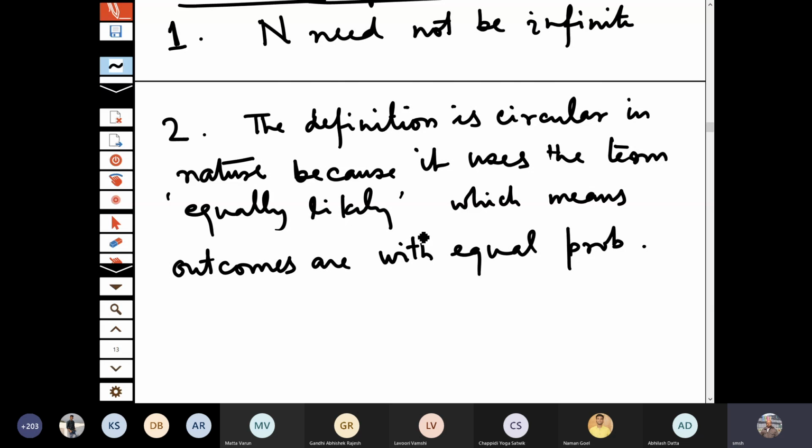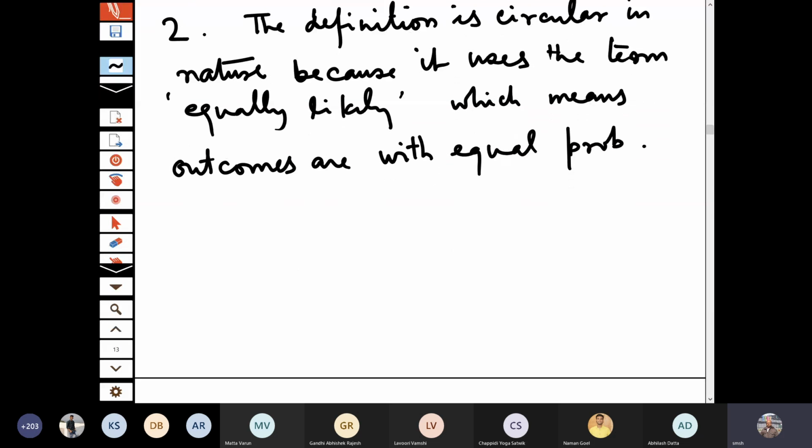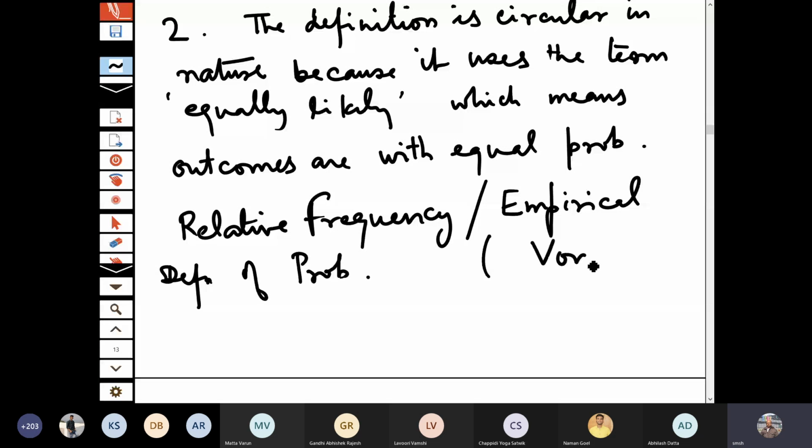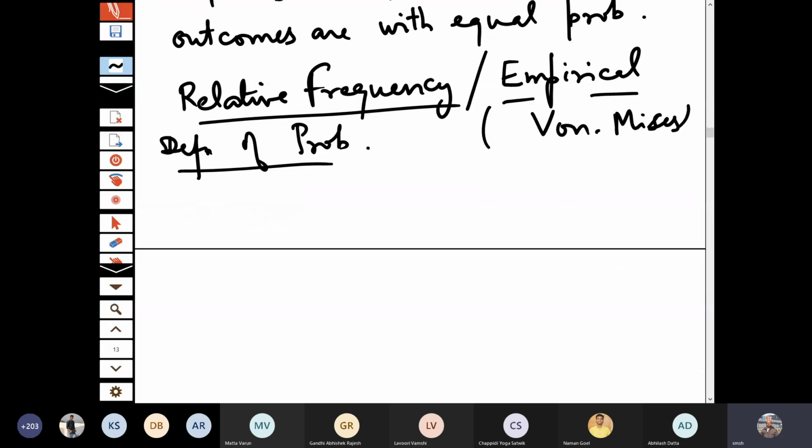So this concept was generalized by the physicist von Mises, and it is called the empirical or relative frequency definition of probability. So it is by the physicist von Mises. Of course, there were various versions, but since he put it on a formal framework, we name it after him. Otherwise, the concept was already there in practice.